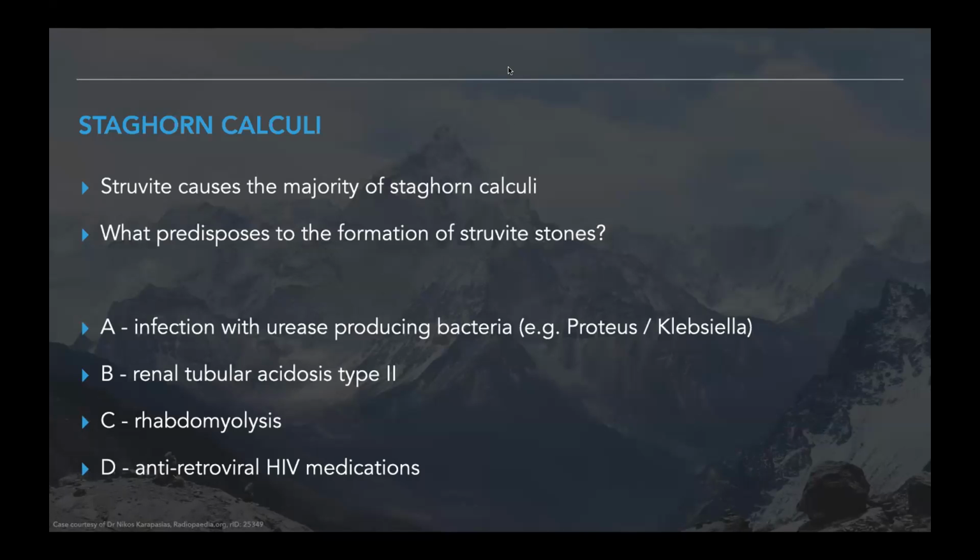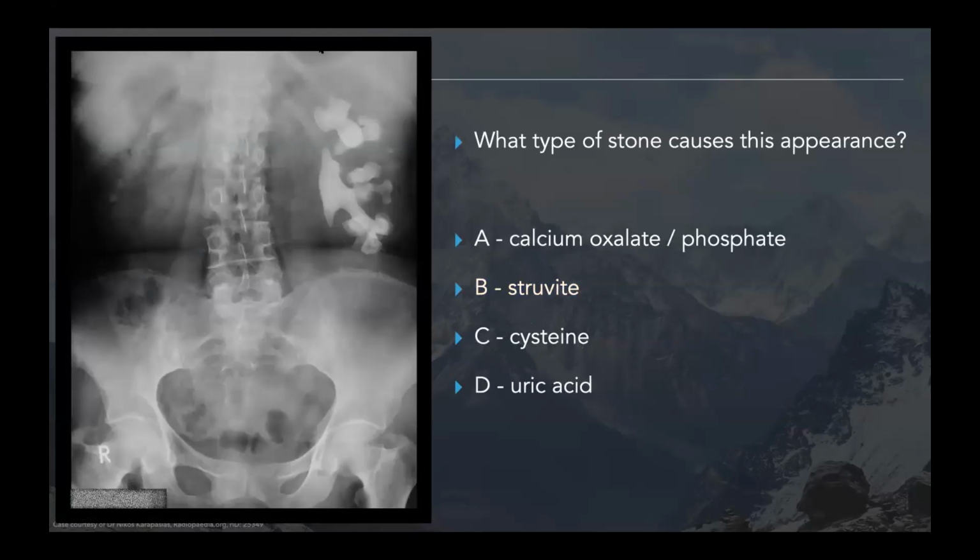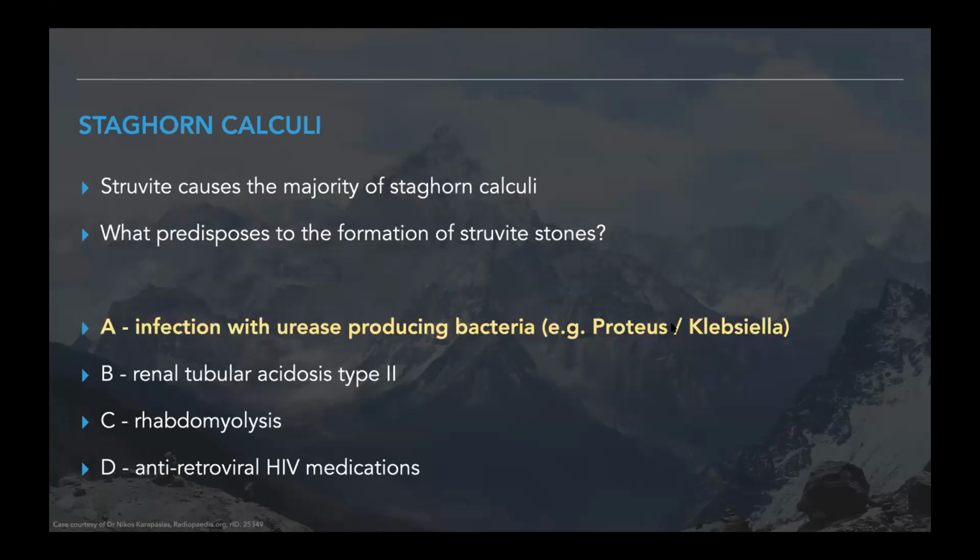Okay, great, yeah, well done everybody. So it's because of infection with urease producing bacteria like Proteus or Klebsiella classically. Briefly, urease generates ammonia from urea, which raises urinary pH, and an alkaline environment is conducive to the formation of struvite staghorn calculi. So this is staghorn calculus, classically struvite, caused by infection with urease producing bacteria like Proteus or Klebsiella.